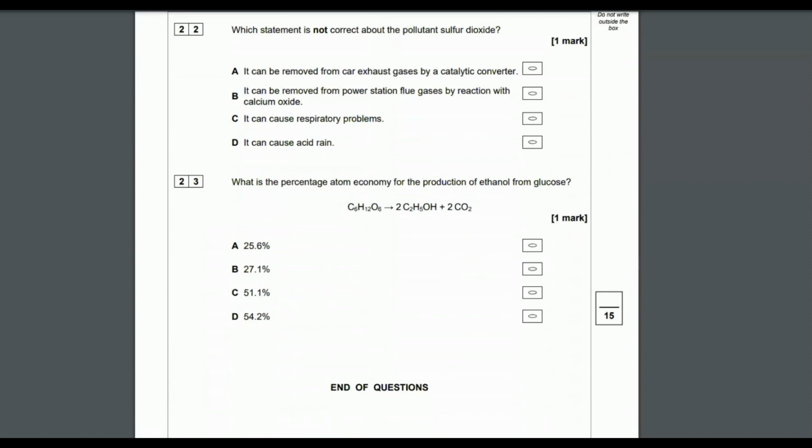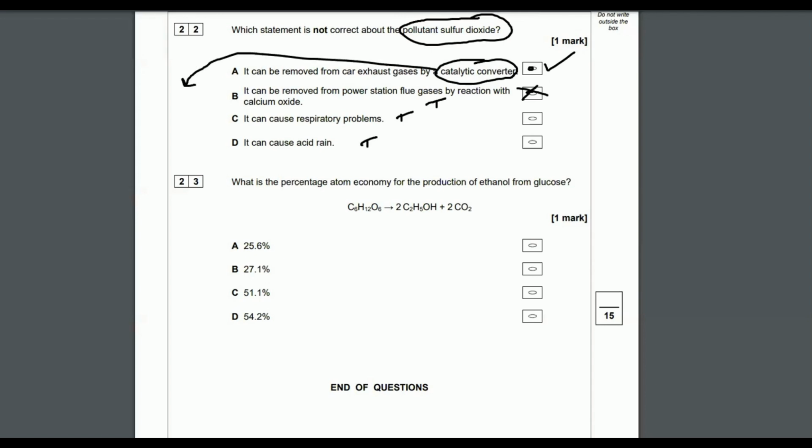Right, which statement is not correct about the pollutant sulfur dioxide? It can be removed from car exhaust fumes by a catalytic converter. It can be removed from power station flue gases with a reaction with calcium oxide. Yes, it's an acidic gas and it gets neutralized by the base calcium oxide. It can cause respiratory problems. Yes, and acid rain, it forms sulfuric acid in water. Cannot be removed with catalytic converters. The platinum or palladium catalytic converters specialize in removing nitrogen oxides by turning them back to nitrogen and oxygen, or removing unburnt hydrocarbons.